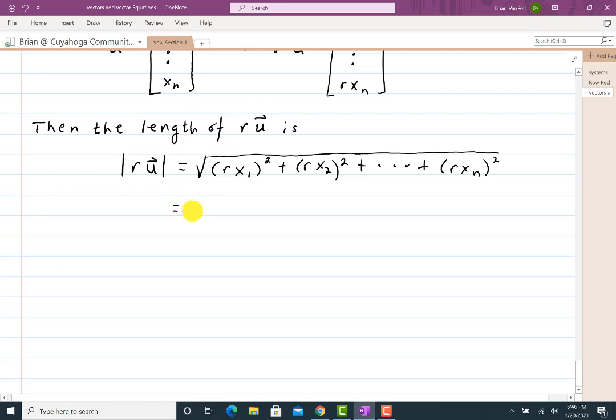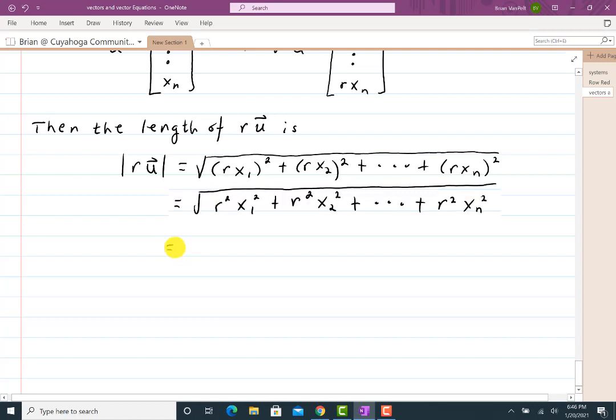Now what I'm going to do next is rewrite some things in here of R squared x1 squared plus R squared x2 squared plus all the way up to R squared x sub n squared. And now I'm going to factor out R squared from all those things. You notice I'm not writing any details off to the side of the page because all of this stuff is pretty evident. I think everybody knows what I'm doing here. It's just your basic algebra.